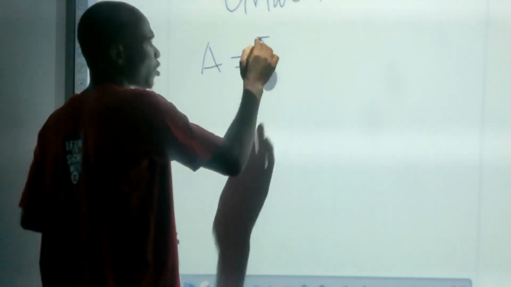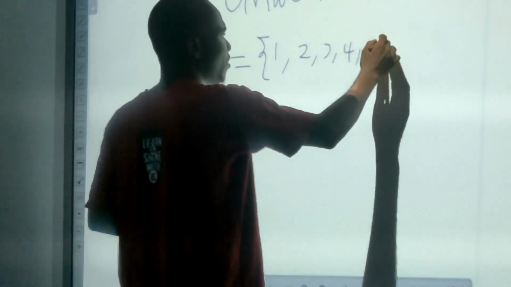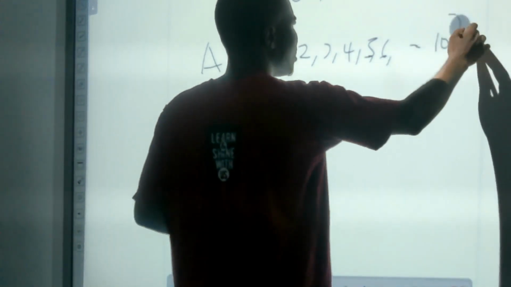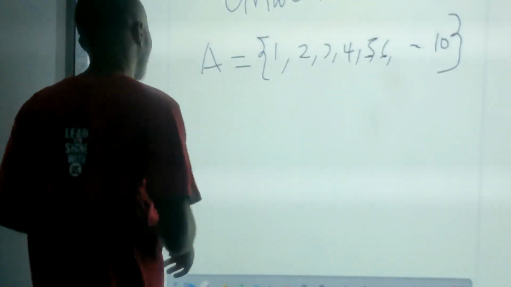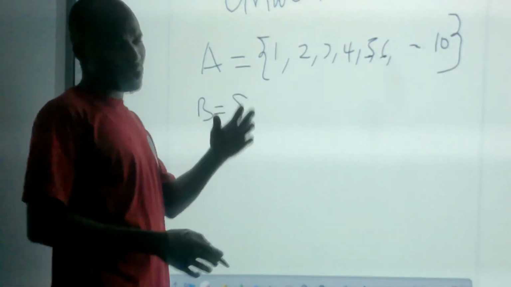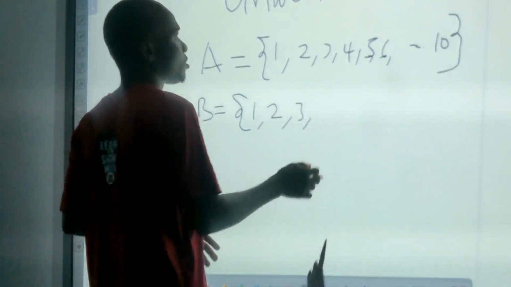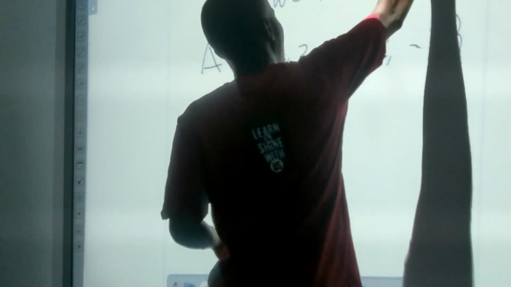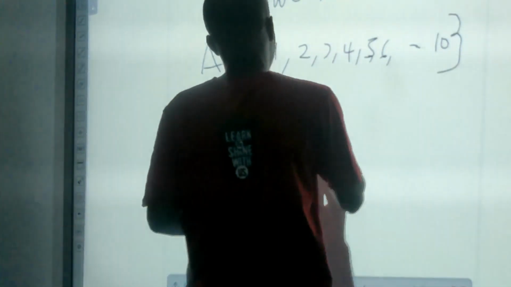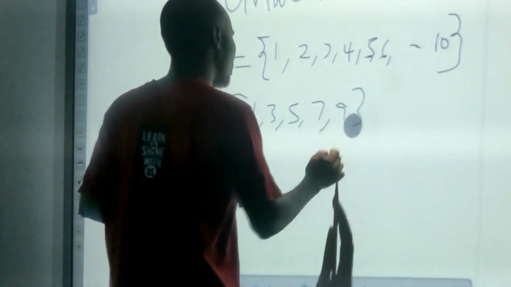What are the numbers between 1 and 10? 1, 2, 3, 4, 5, 6, and so on until you get to 10. Set B is now all the odd numbers between 1 and 10. So we have 1, 3, 5, 7, 9. These are the odd numbers.